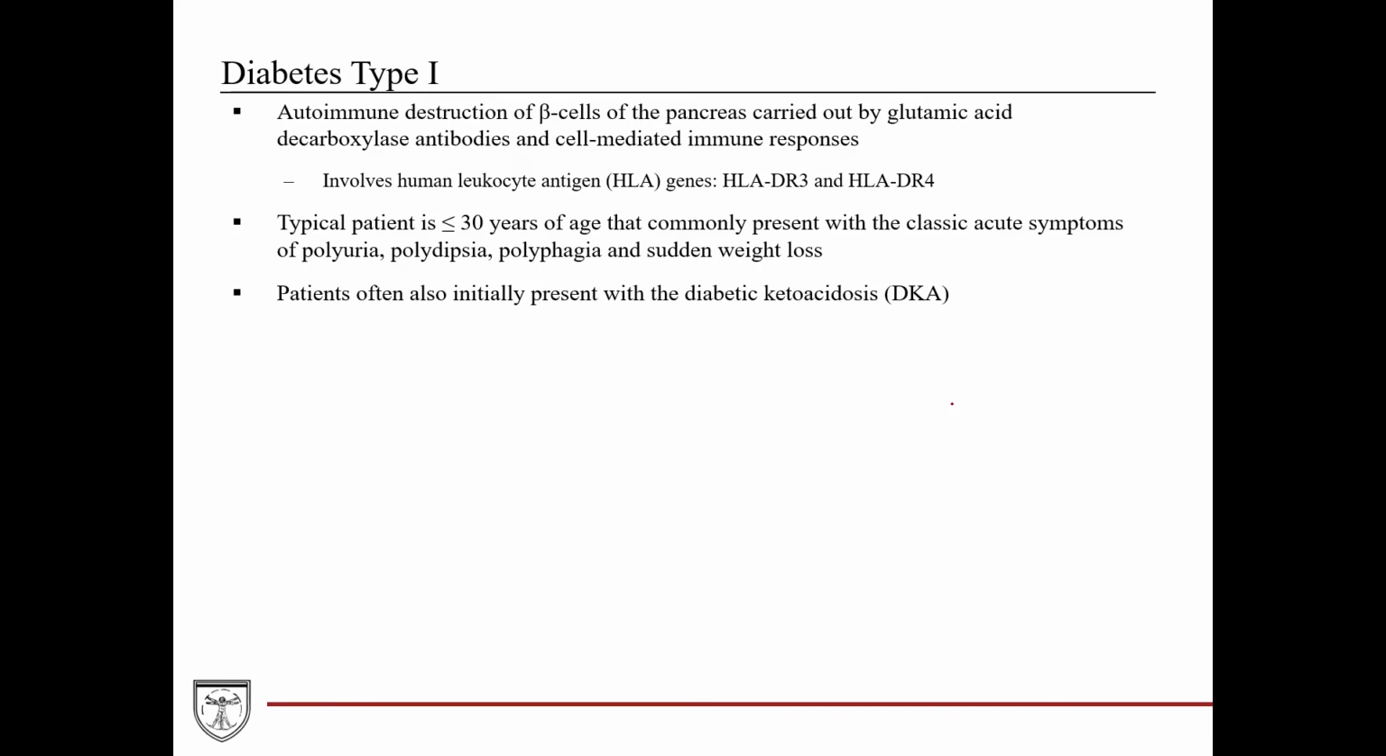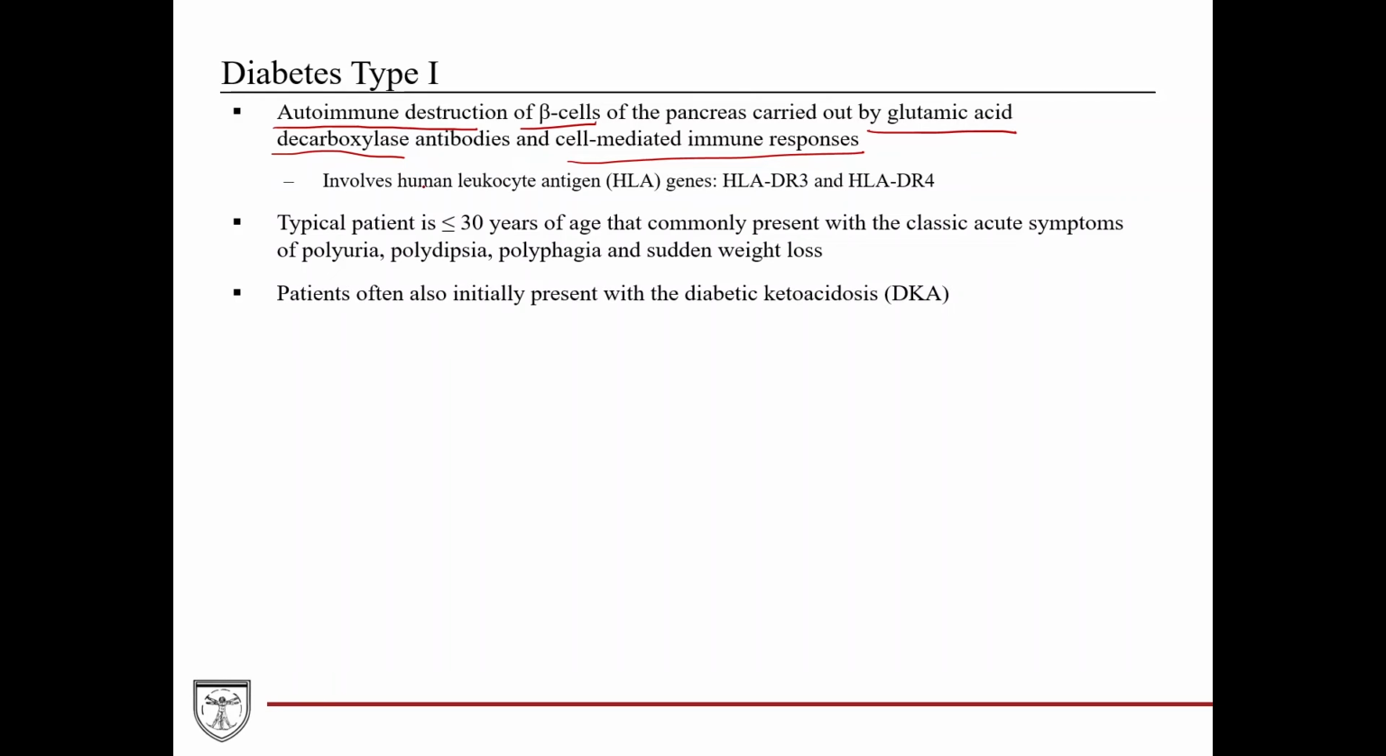As far as diabetes type 1, like we were saying, this is an autoimmune disease, autoimmune destruction of the beta cells of the pancreas, which are the cells that make insulin. It's carried out by antibodies against glutamic acid decarboxylase and cell-mediated immune responses. This process is still being further studied, so the exact mechanism of how this all happens isn't quite fully elucidated yet, but you definitely want to be aware of antibodies against this enzyme.